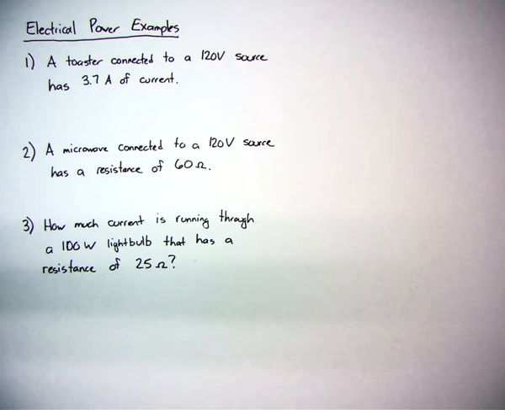I have three example problems here of how we can use electrical power. Question number one: a toaster connected to a 120 volt source has 3.7 amps of current.